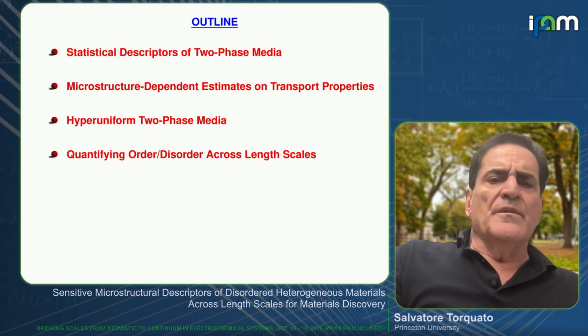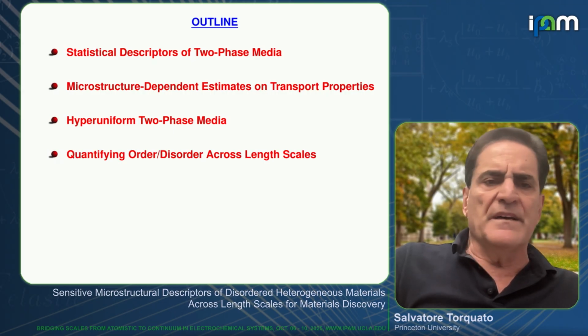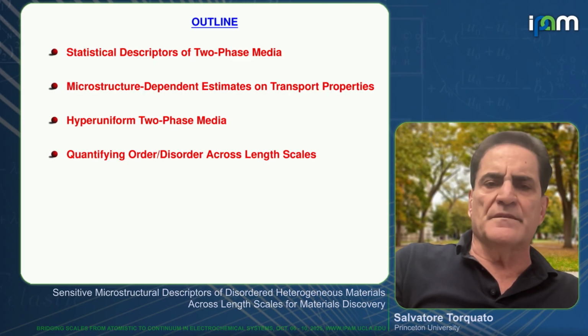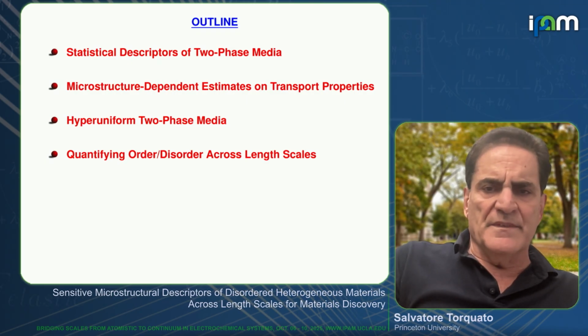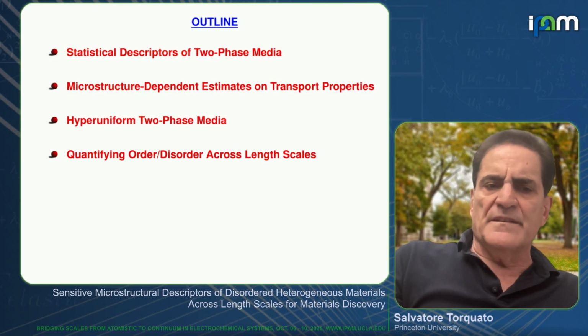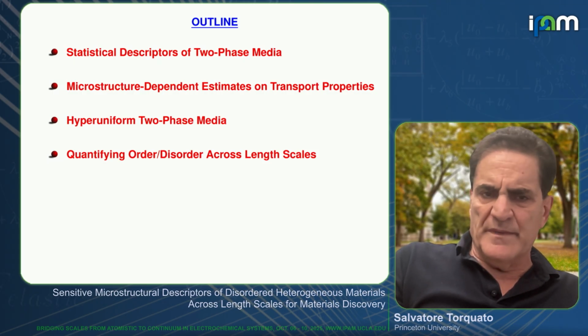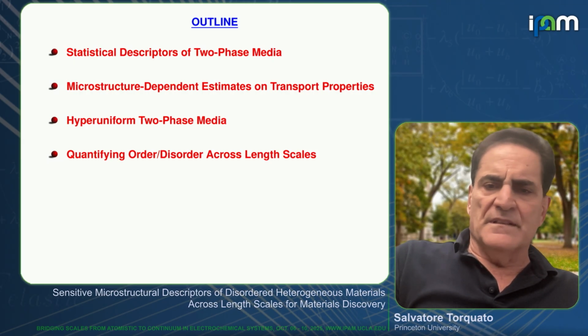Okay, so the outline of the rest of the talk is I'm going to say a few words about various statistical descriptors of two-phase media. Then I'll talk about microstructure-dependent estimates on transport properties in particular. Then I'm going to talk about something called hyperuniformity, which you may or may not know anything about. And then quantifying order and disorder across length scales.